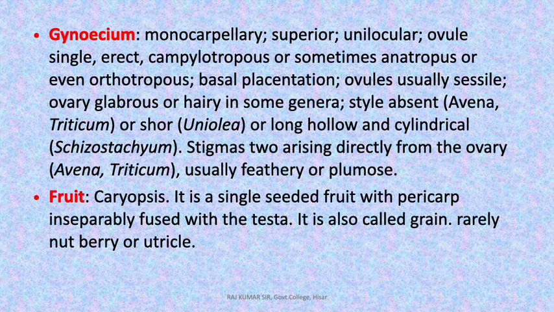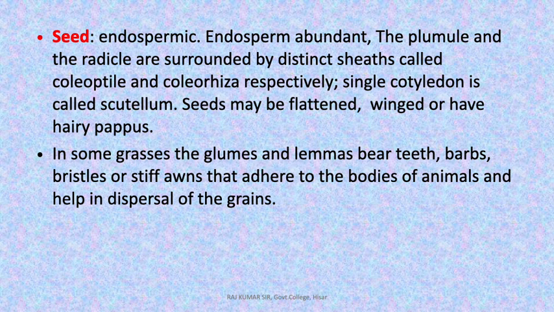Rarely a nut or berry or utricle is seen in this family. The seeds are endospermic. Endosperm is abundant. The plumule and the radicle are surrounded by a distinct sheath called coleoptile and coleorhiza respectively. Single cotyledon is called scutellum. The seeds may be flattened, winged or have hairy pappus. In some grasses, the glumes and lemmas bear teeth, barbs, bristles or stiff awns that adhere to the bodies of animals and help in the dispersal of grains.